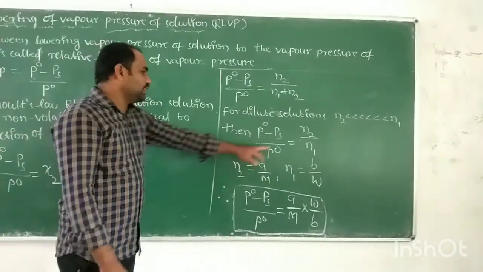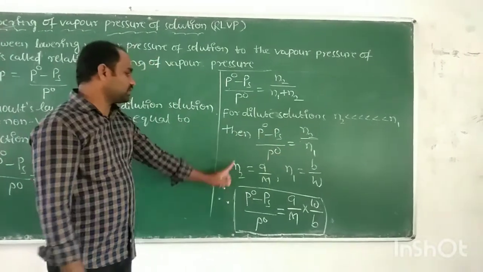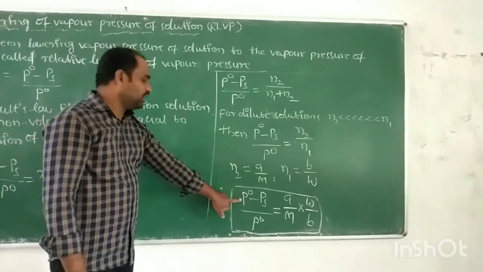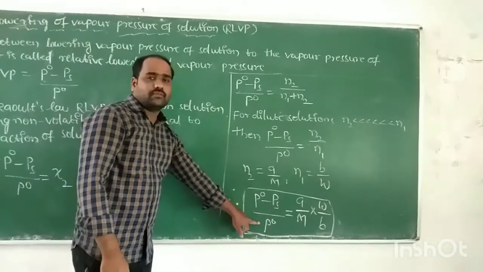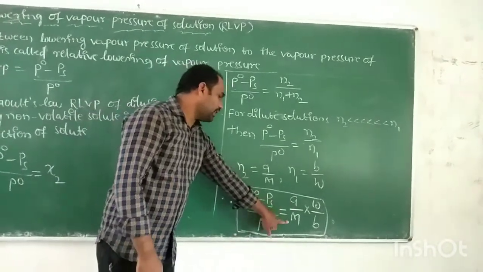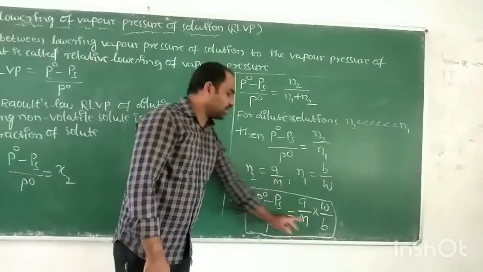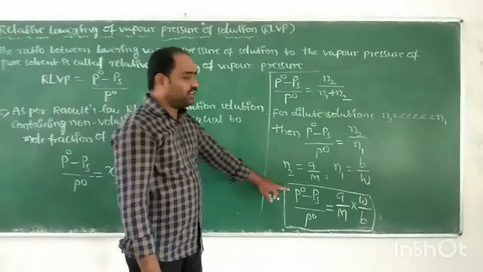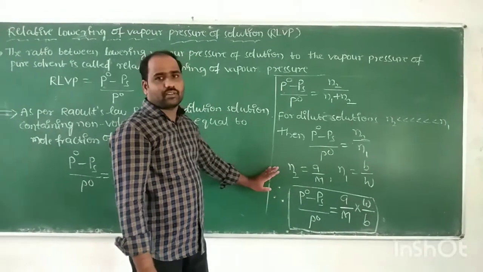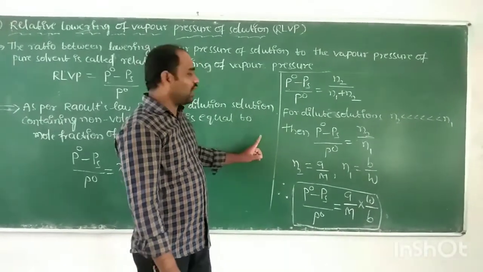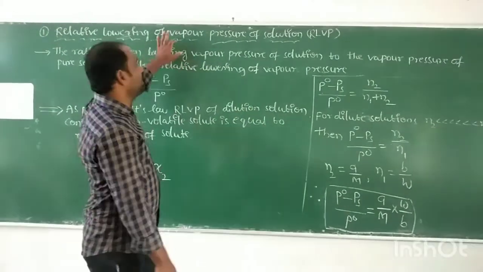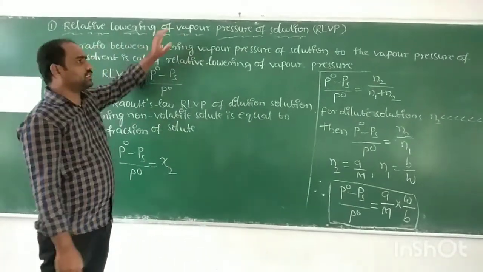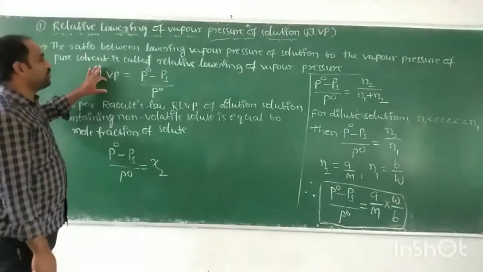Okay, when the N2 and N1 values are substituted in this equation, we get the relative lowering of vapor pressure, that is (P0 minus Ps) by P0 is equal to A by M into W by B. This mathematical equation is used to calculate the molar mass of the non-volatile solute dissolved in a dilute solution by using the relative lowering of vapor pressure.